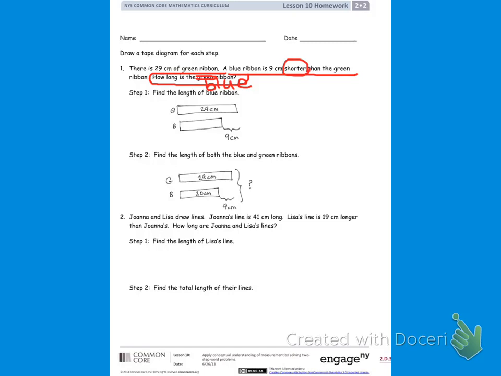So in order to figure out the length of the blue ribbon, we take the 29 for the green ribbon. We subtract the 9 centimeters that the author tells us the blue is shorter. Then we look and see that right away I see a basic fact. 9 minus 9 is 0. The 2 in the number 29 stands for 20 because it's in the tens column. So 20 plus 0 is 20. The blue ribbon is 20 centimeters long, and so I'll label my tape diagram.